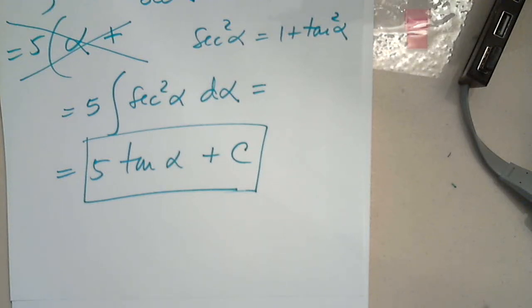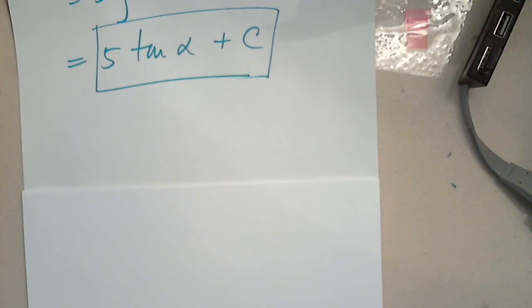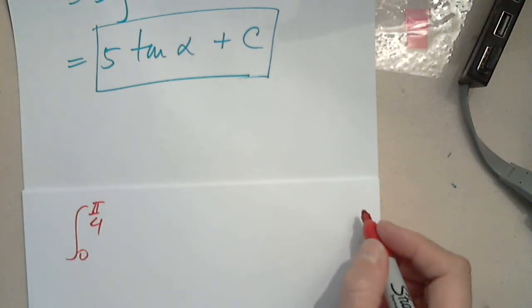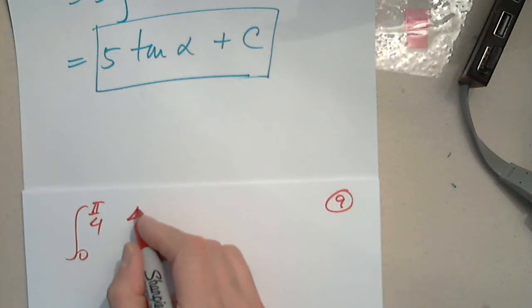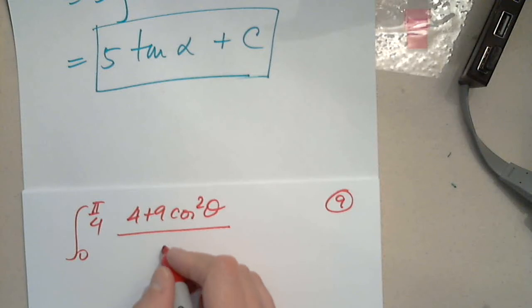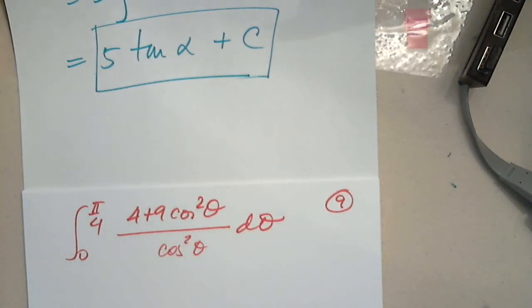Could we do number 12? Yes, which section? Same section. Yes, I'm ready. So it's the integral from 0 to pi over 4 of 4 plus 9 cosine squared theta over cosine squared theta, and then d theta. Perfect.